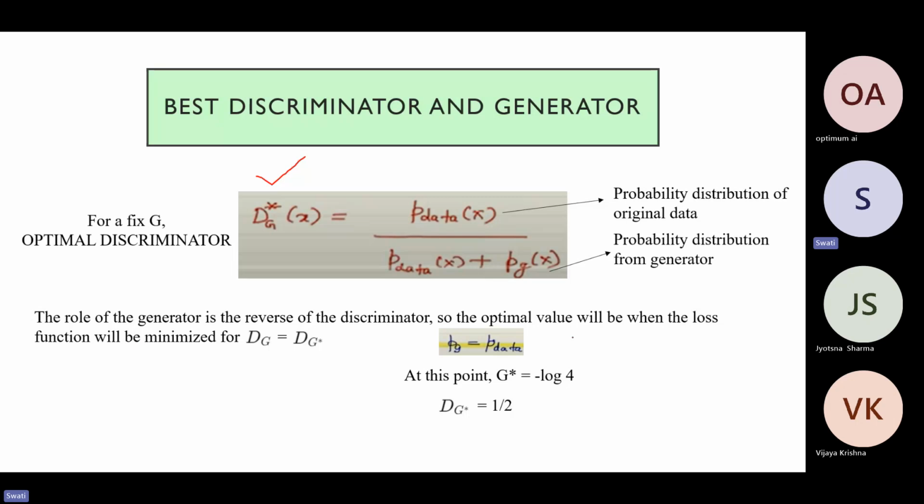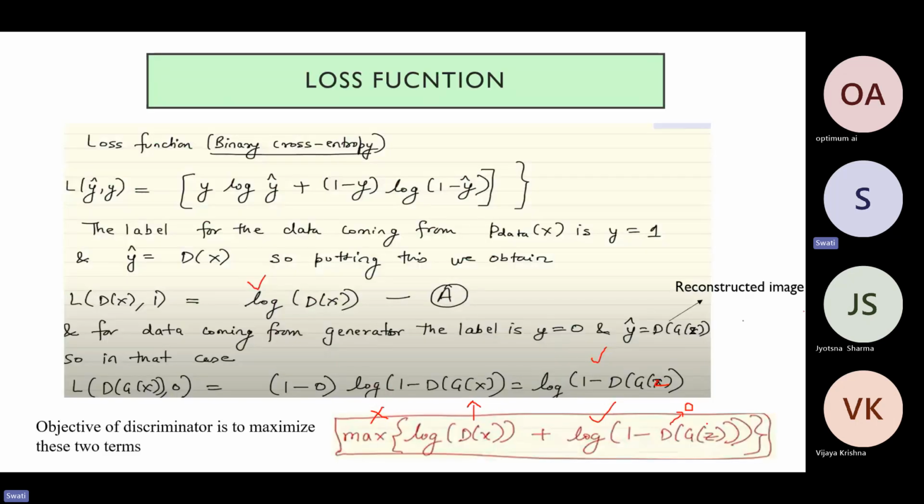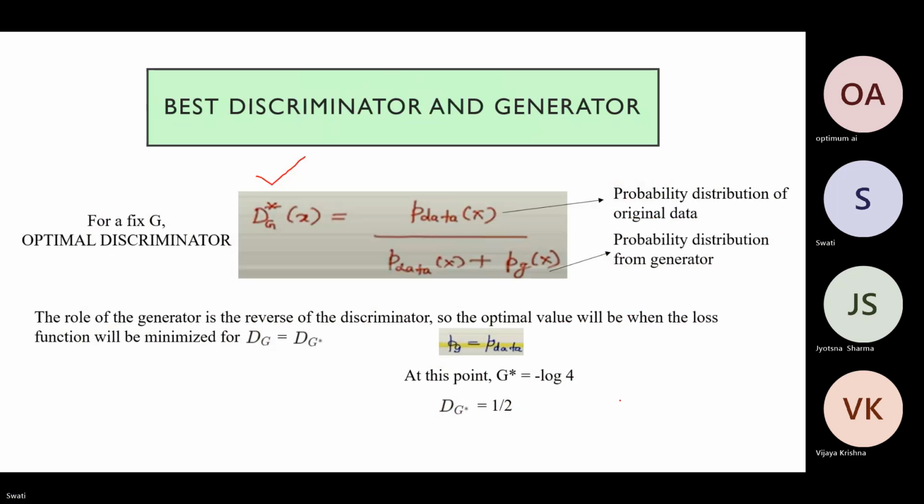So the optimal value will be when the loss function is minimum, as I have said that the generator will try to minimize this loss function. So when the loss function is minimum, this discriminator will be equal to the best discriminator value, this D G star. So at this point these two will be equal. What does this mean? That the probability distribution coming from the original data is the same as the probability distribution from the generator. Then we can say that yes, our generator is able to reproduce exactly the probability distribution of the original data. So P G is equal to P data.